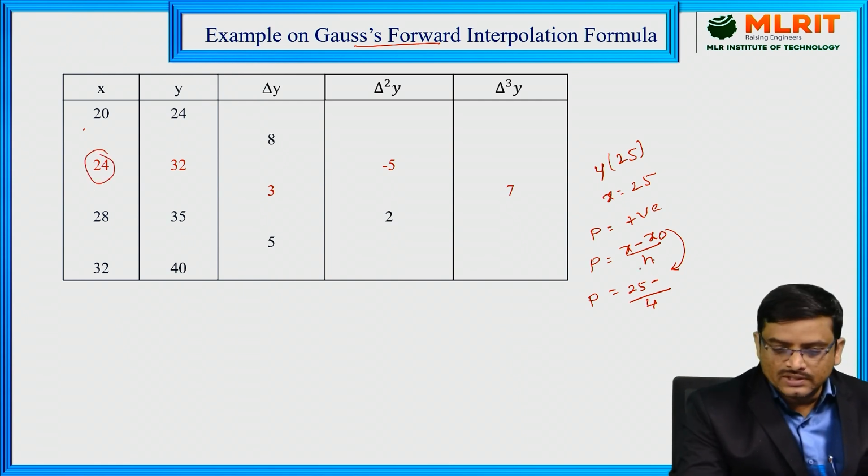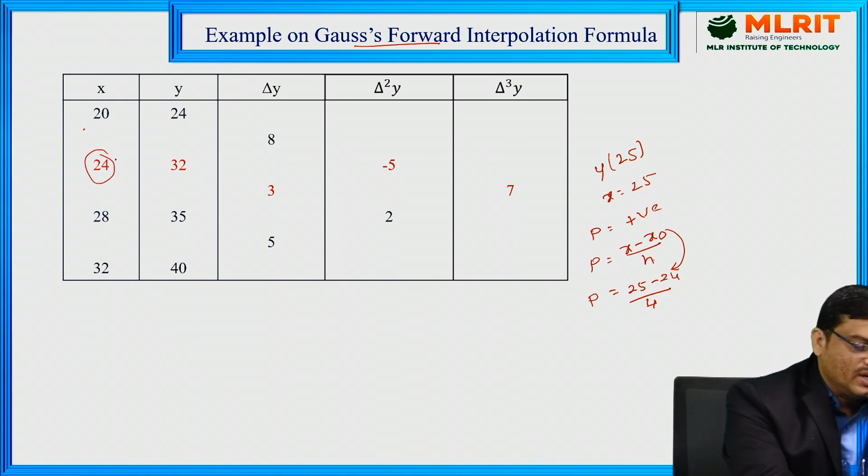So we consider our x naught is equal to 24. Now represent this 24 as the x naught value. Above this value you represent with x suffix minus 1, and below this 24 you represent x1, x2. This is very important here.